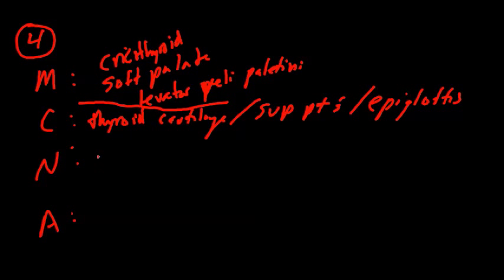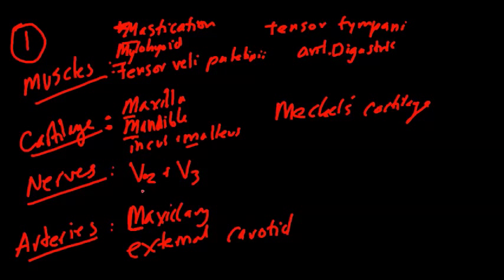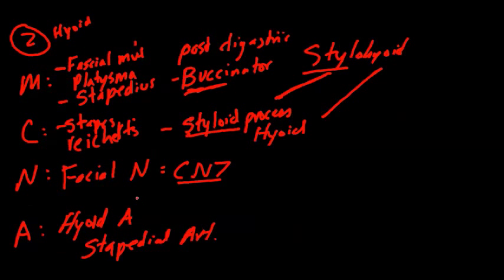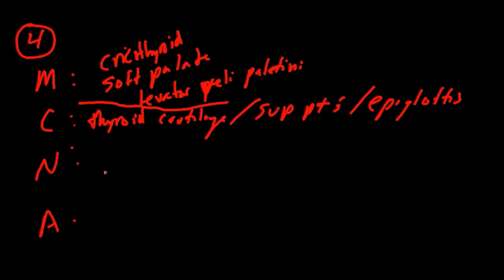Okay, and then we've got nerves. What nerve? Well, I'm just going to go back here so we can see the progression. We had cranial nerve 5. Then we went to 7. Then we went to 9. Now we're going to go to 10. It's all sequential. Cranial nerve 10 is going to be your vagus. Your 10th cranial nerve. Also, we're going to see the superior laryngeal nerve.